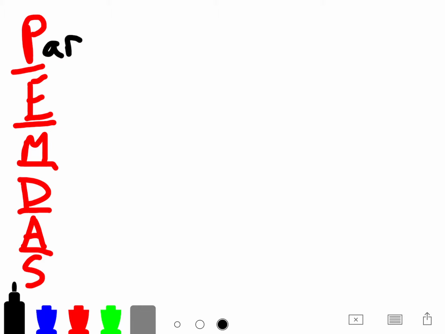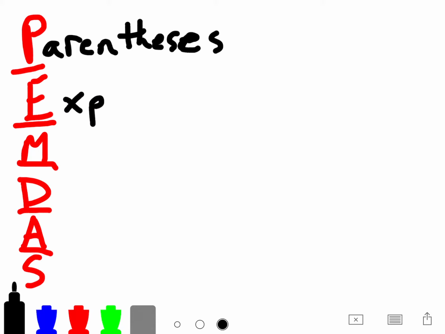So please excuse my dear Aunt Sally. But what do these stand for? When we do order of operations, we're going to start with the first and work our way down. Our first step is parentheses. But it's not just parentheses, and we'll talk a little bit more about this in a minute. It's actually all grouping symbols. So we're simplifying things first. The second step, the E stands for exponents.